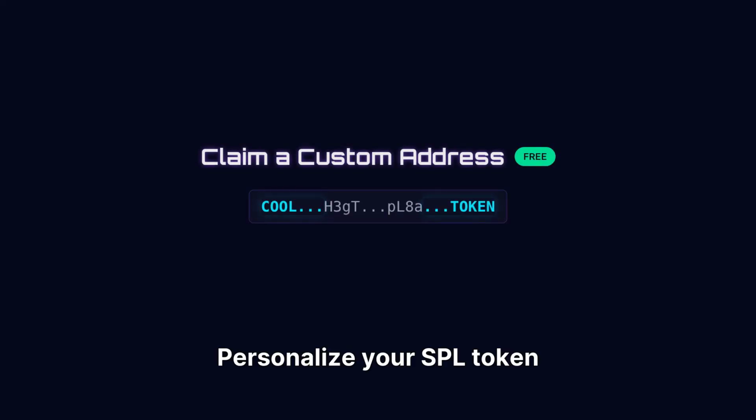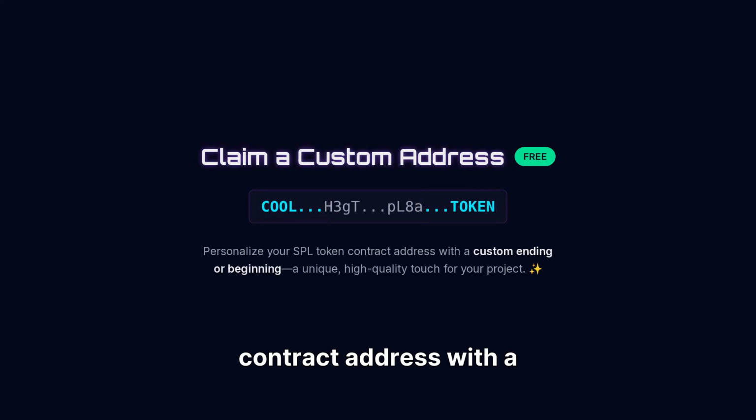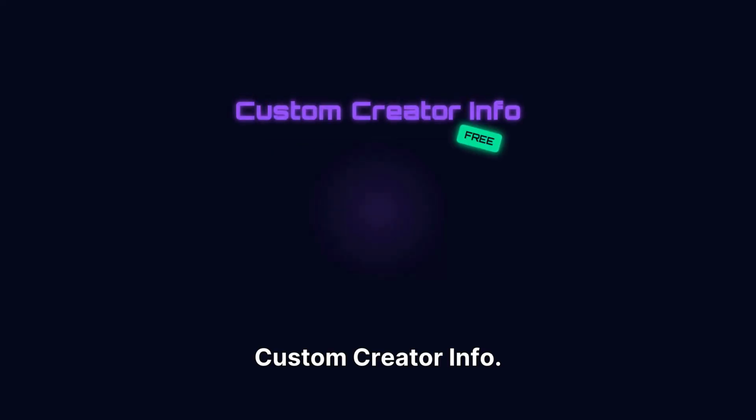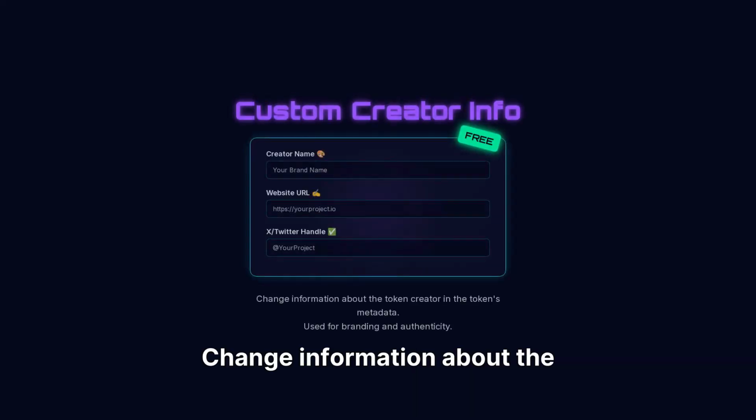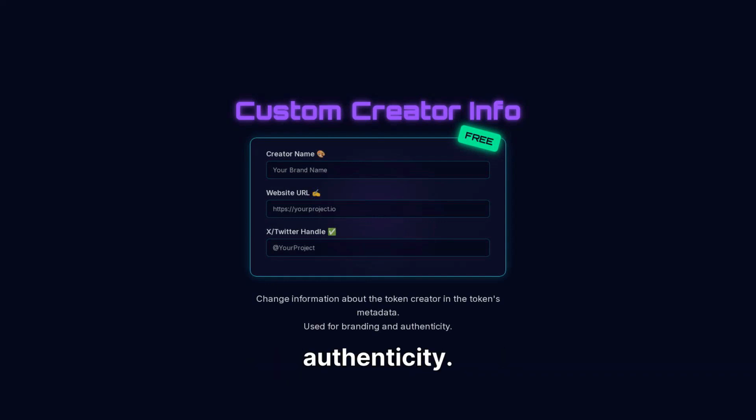Claim a custom address. Free. Personalize your SPL token contract address with a custom ending or beginning, a unique, high-quality touch for your project. Custom creator info. Free. Change information about the token creator in the token's metadata, used for branding and authenticity.